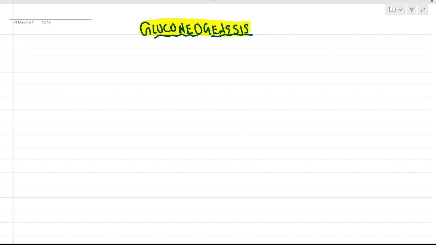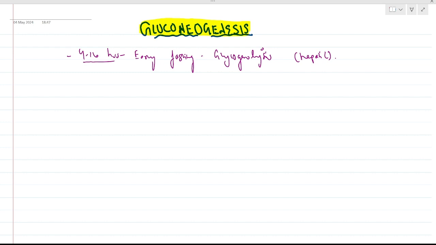Before this, we are going to see some stages of fasting. Fasting between 14 to 16 hours, this is early fasting. In this early fasting state there is glycogenolysis, breakdown of hepatic glycogen. This is the early fasting phase in 14 to 16 hours.